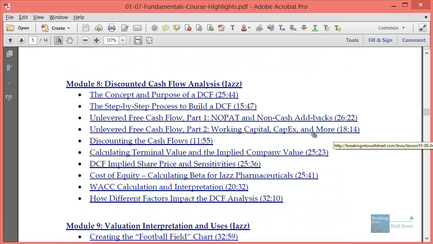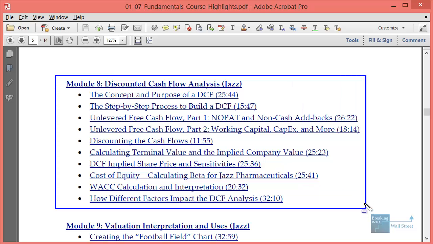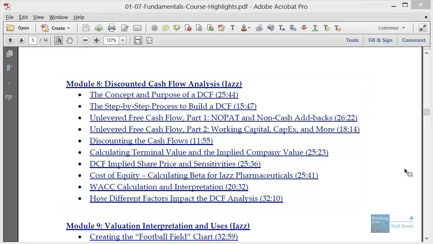Module 8, we've added some lessons because the DCF just comes up so frequently in interviews. This is probably the single most important topic for any type of generic finance interview. So we have some lessons on the step-by-step process, on how to calculate a company's implied value, and more detail on weighted average cost of capital and cost of equity. So there are some differences there.